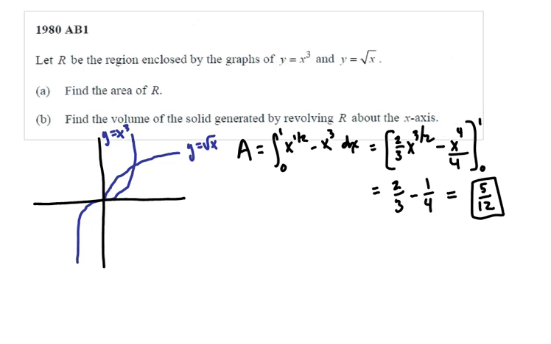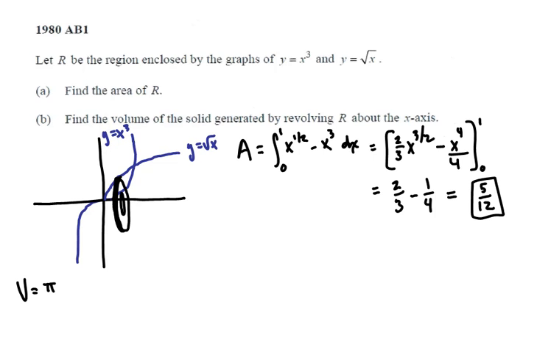Alright, next we're going to take that area, or that region, and we're going to revolve it around the x-axis. And that's going to create a series of disks, sort of like that, or washers rather. And remember, the washer is pi capital R squared minus pi little r squared, where capital R is going to be square root of x and little r is x to the 3rd.